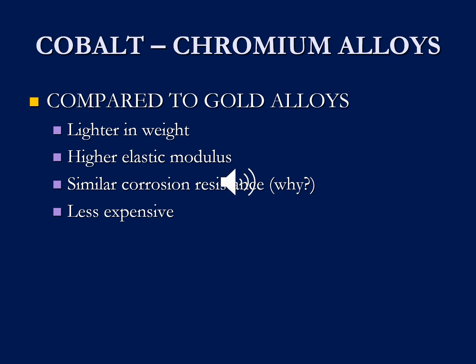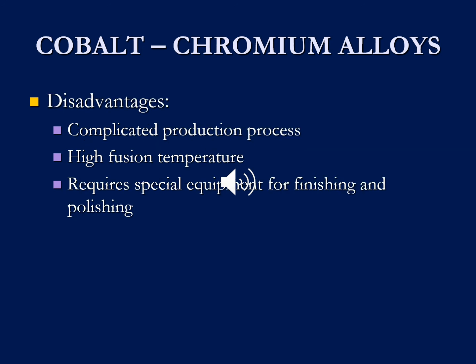Cobalt chromium alloys: as compared to gold alloys, it is much lighter in weight, higher elastic modulus, similar corrosion resistance, and it's less expensive. The disadvantages: it has a complicated production process, high fusion temperature, requires special equipment for finishing and polishing.